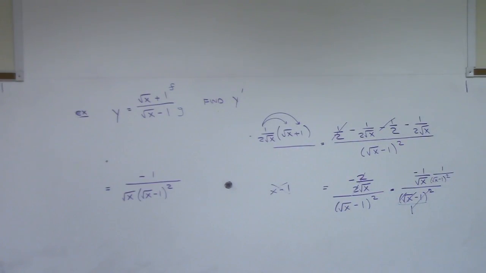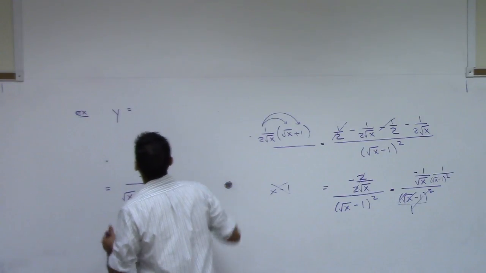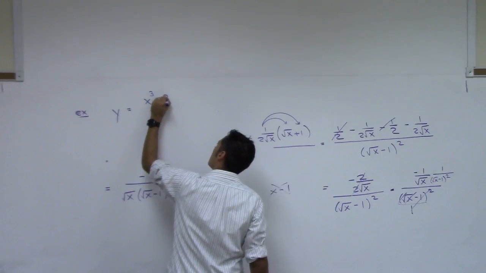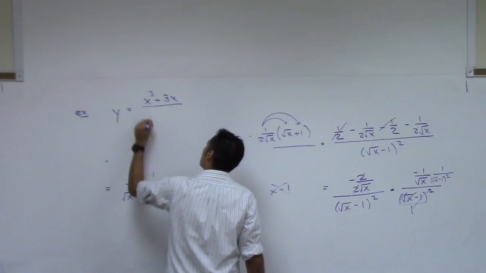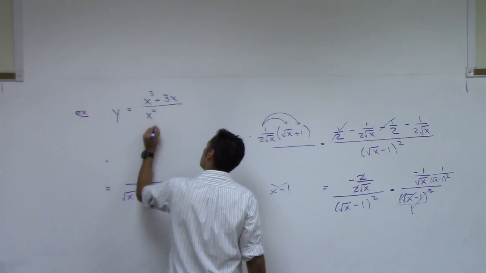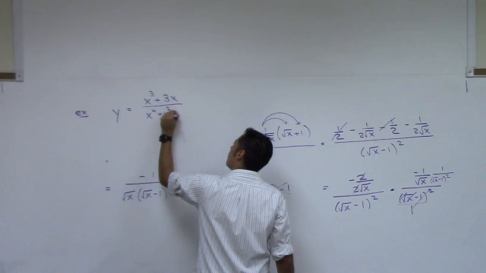We good? Okay, let's do something else. How about this one? How about x cubed plus 3x over x to the 4th plus x squared plus 1.